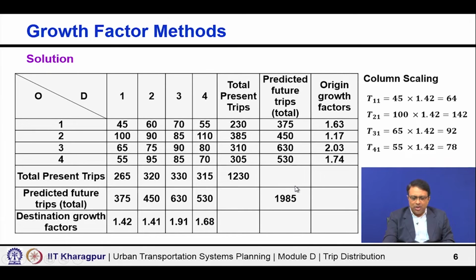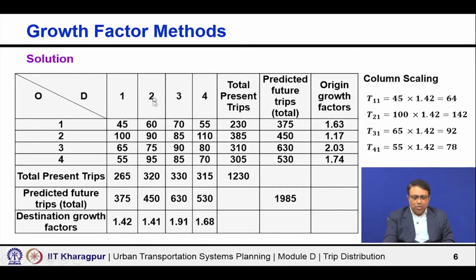So, what do we do first? First we calculate the present column total for column 1, which is 265, and the target total is 375. The growth factor is 375 divided by 265, so you get the factor as 1.42. Now each cell in this column I would multiply by 1.42: 45 into 1.42, 100 into 1.42, 65 into 1.42, 55 into 1.42.